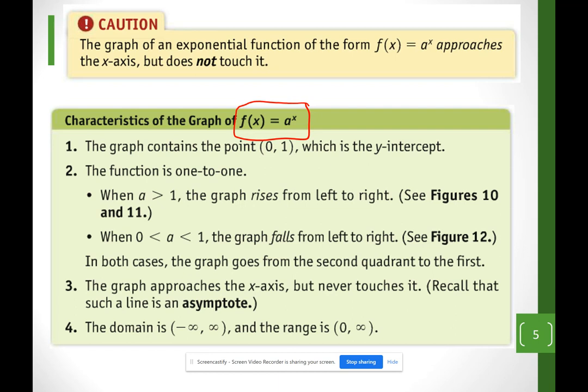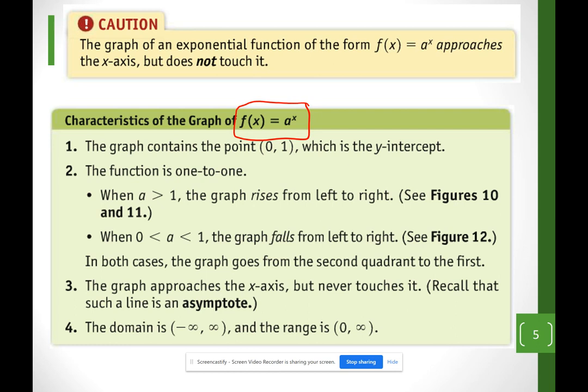Now, if you notice, in all my cases the graph was approaching the x-axis. It never touched it, but it was approaching it. Keep that in mind for future math classes. We're going to call that an asymptote. Right? It is approaching a line, but quite never touches it. That's what we call an asymptote.